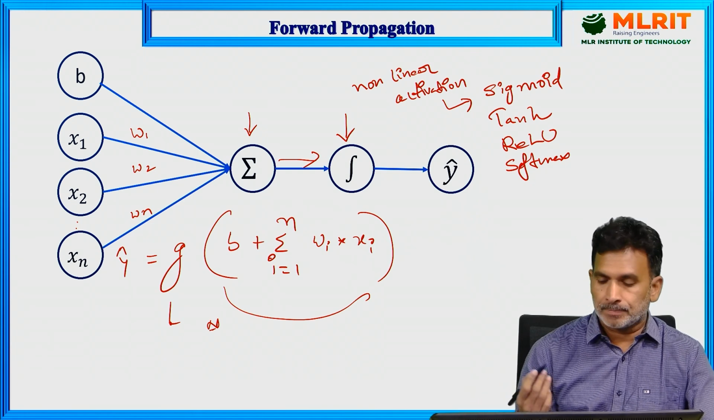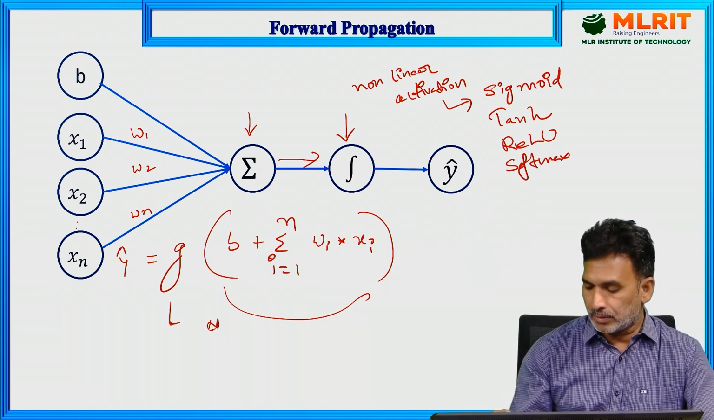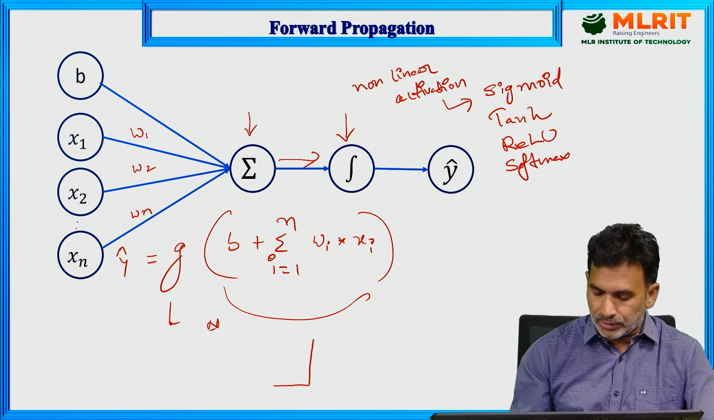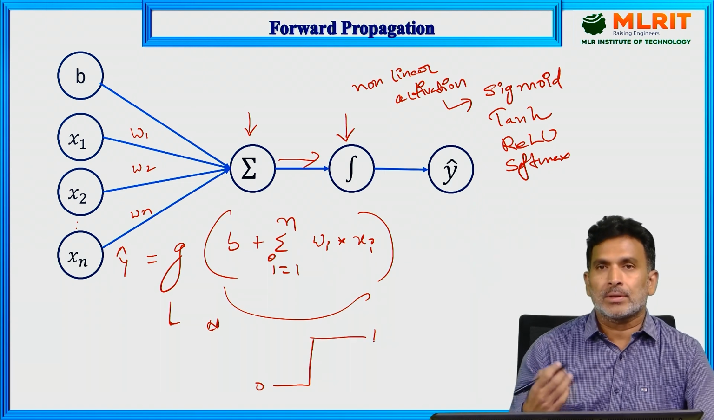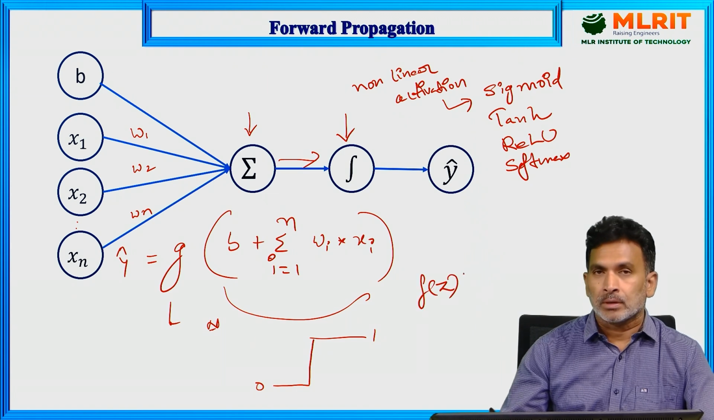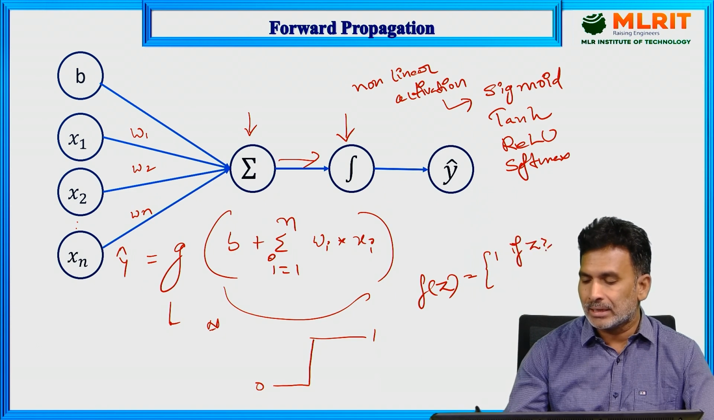So when it produces the output, as we discussed in the previous lectures, we mainly discussed the step function. A step function would always return either 0 or 1, based on the threshold. Suppose, as we discussed, f of z returns 1 if z is greater than or equal to 1, else 0 when it is less than 1.